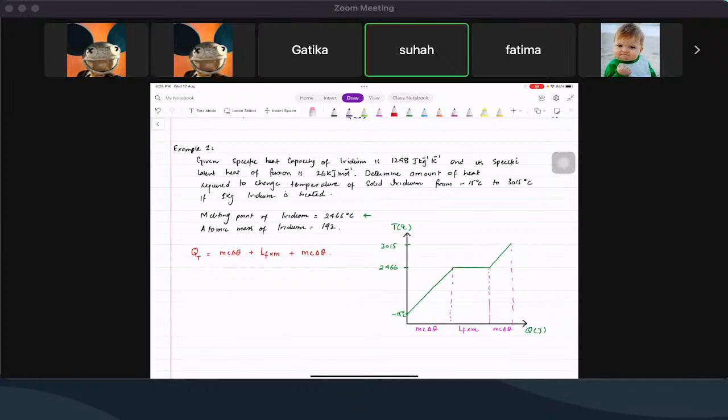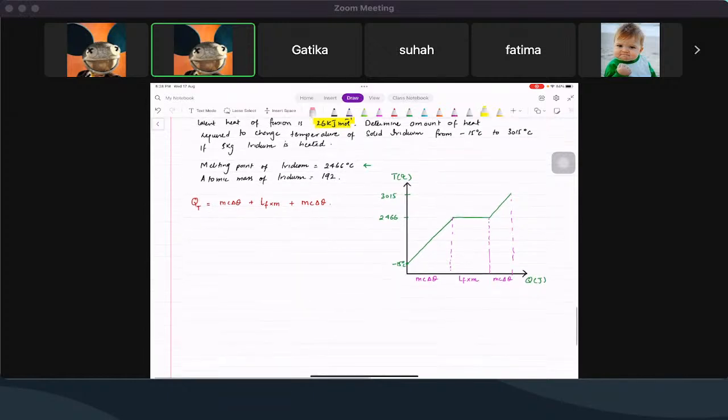Now the issue is that in this question there is also one more trick being played here, which is basically the latent heat of fusion is given in 26 kilojoules per mole. So we got to change this. And how do we change this? It says it has 26,000 joules in 1 mole. And we know that 1 mole of iridium would be 192 grams, because that's the Mr, right?